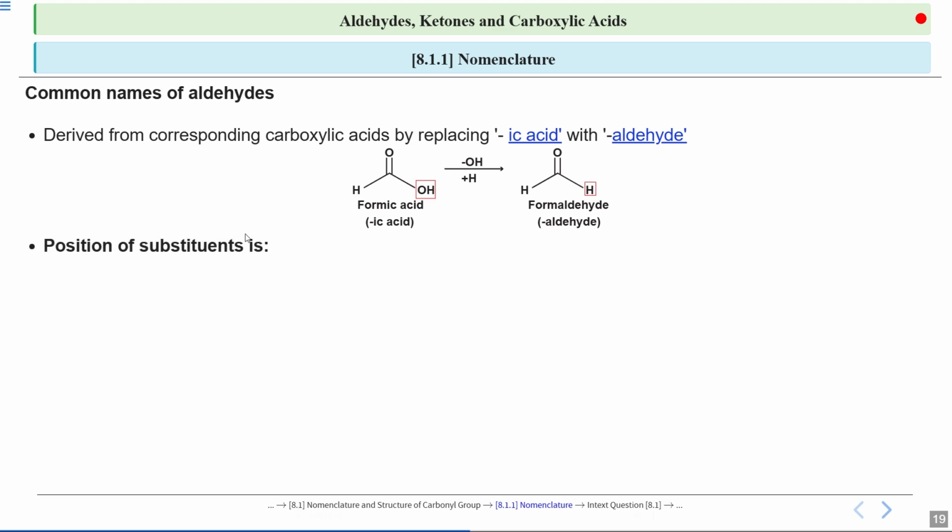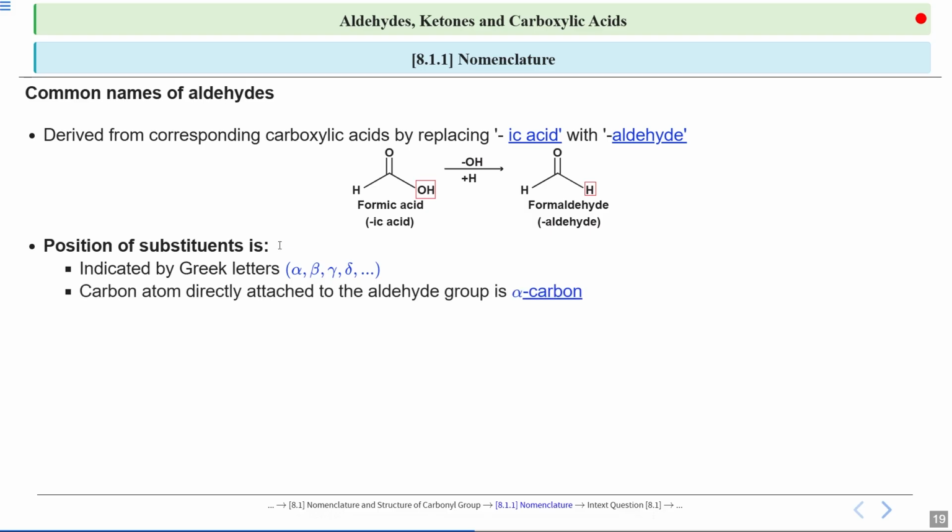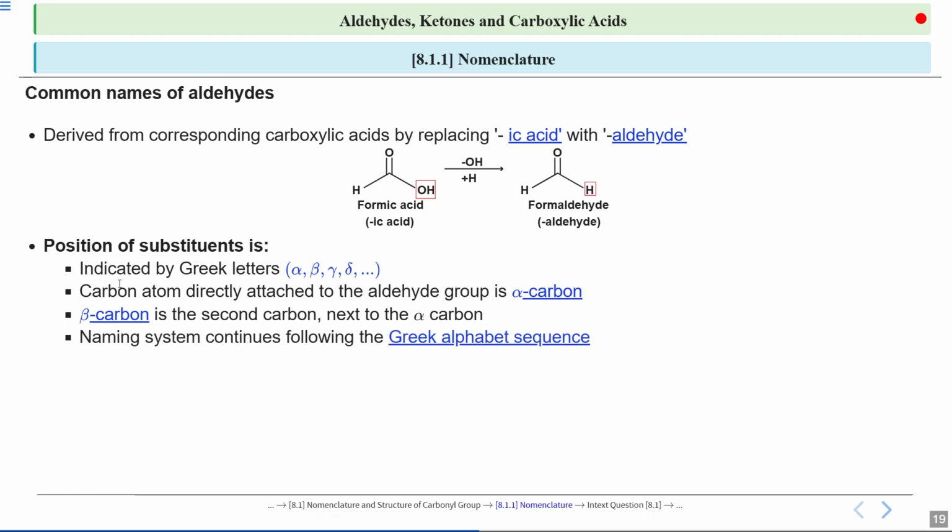Similarly, the position of the substituents is indicated by Greek letters. If you have to tell which substituent is located at what position, this is indicated by Greek letters like alpha, beta, gamma, or delta. The carbon atom which is directly attached to the aldehyde group is the alpha carbon. The beta carbon is the second carbon, next to the alpha carbon. So the naming system continues following the Greek alphabetical sequence.